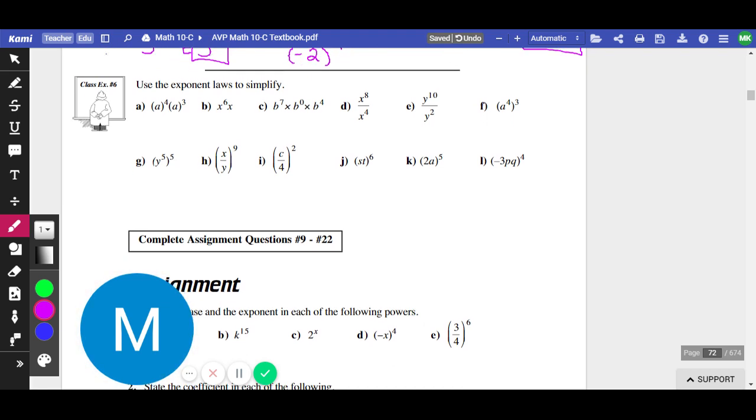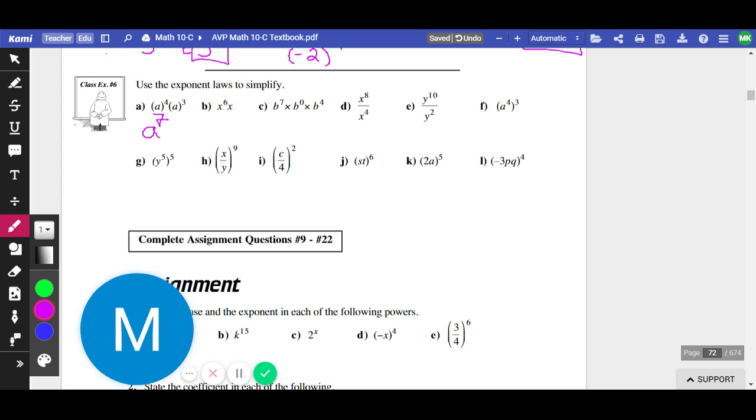A to the 4 times a to the 3, same base, multiplying. That means we add the exponents. This becomes a to the 7. 4 plus 3 is 7. Do you have to put the brackets or no? For that one, no, because there's nothing else inside the brackets. If there was any other thing inside the brackets, then yes. If you put the brackets, you're not wrong. It means the exact same thing, right? So I just was lazy and didn't put them.